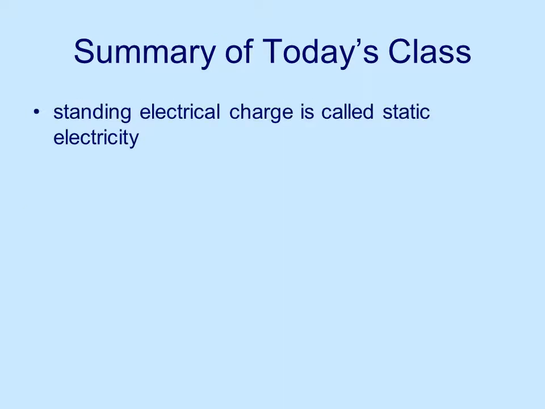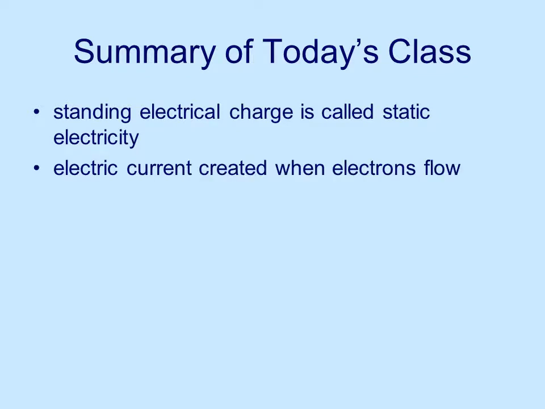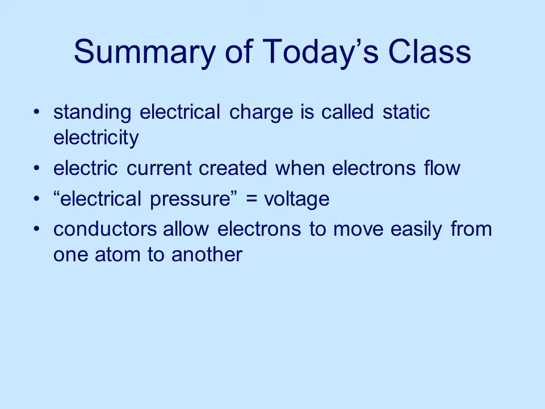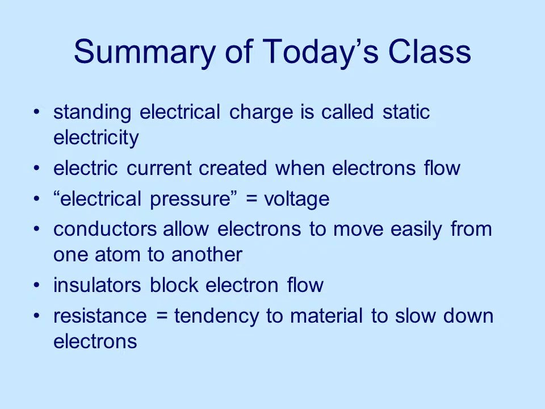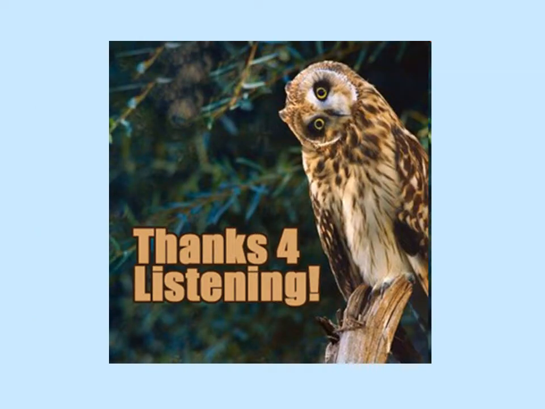Okay, today we looked at standing electrical charge. That's static electricity. Electric current is created when electrons flow. They actually jump from one atom to another. Electrical pressure is equal to voltage. The higher the voltage, the more pressure there is. Conductors allow electrons to move easily from one atom to another. Insulators block electron flow. And resistance is the tendency of a material to slow down electrons. So a lot of different kinds of resistors, and they can slow down electrons different ways and to different extents. So they're very versatile.